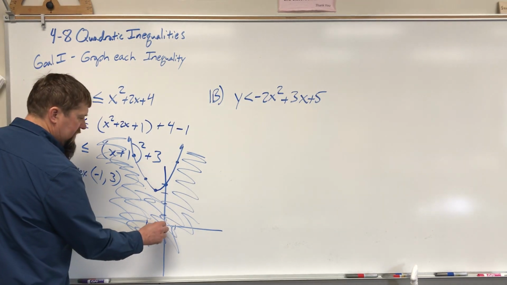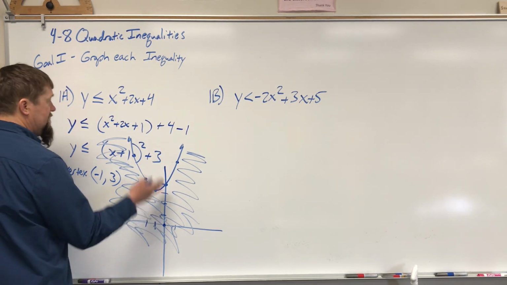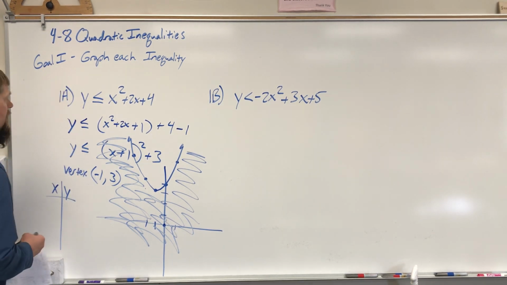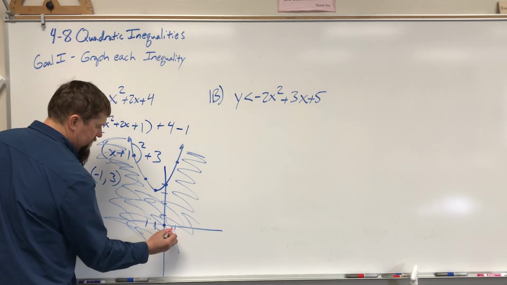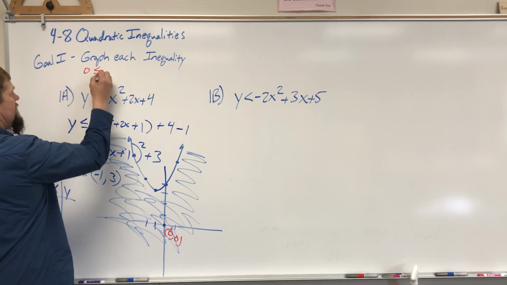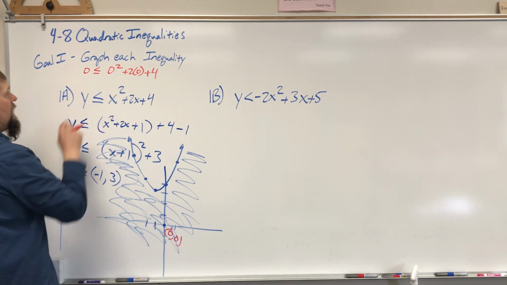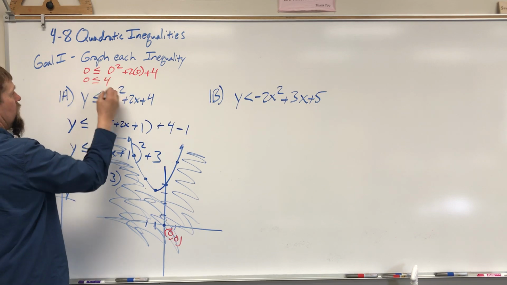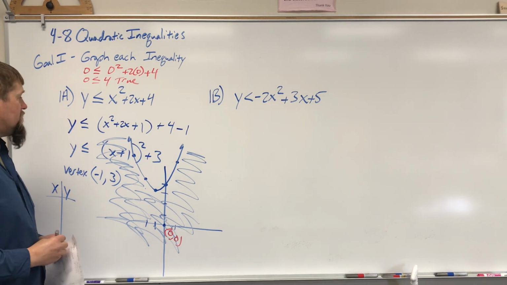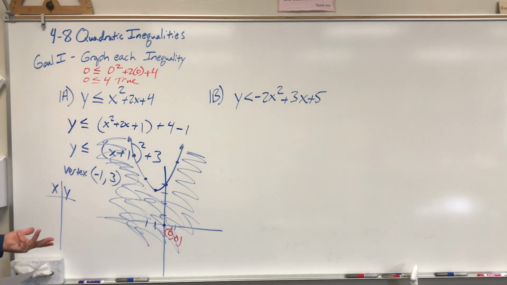Now, 0, 0 is a point on the outside. It's in the shaded region. If I put 0, 0 back into the original problem, it should be true. Is 0 less than or equal to 0 squared plus 2 times 0 plus 4? And yes, it is, because 0 is less than or equal to 4. That is true, so 0, 0 should be in the shaded region, and it is. Okay, so that's graphing an inequality versus an equation.